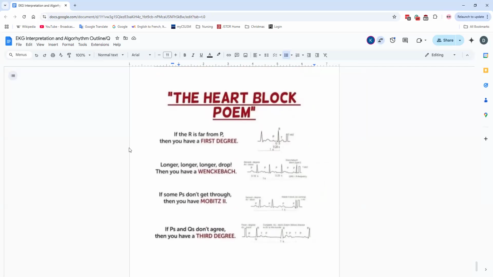So if the R is far from the P, then you have a first degree, aka it's long. And then into our type 2s, longer, longer, longer, drop, then you have a Wenckebach. And then if some P's don't get through, then you have a Mobitz 2. That's referring to a constant PR interval, and then we have a P wave with no QRS. So that P did not get through.